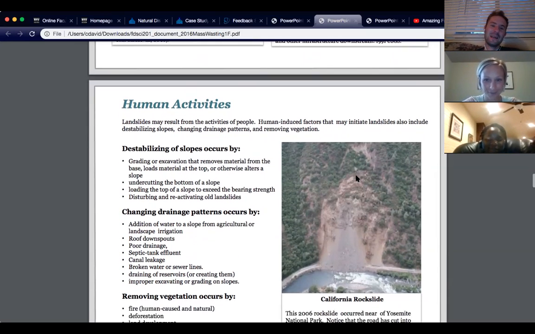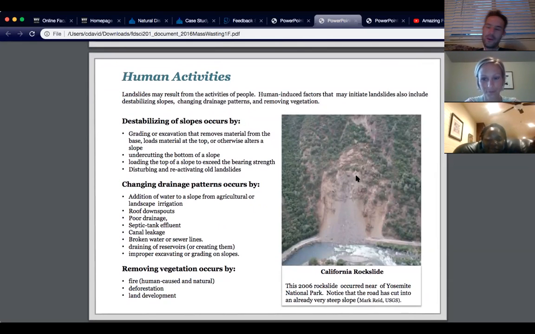And then, of course, you've got human activities that cause destabilization of slopes. You see this all the time, right? Road cuts, freeways coming through here. I mean, this image right here, right?